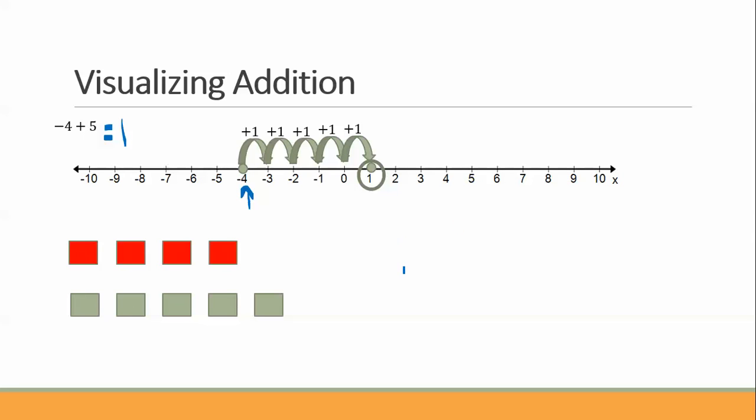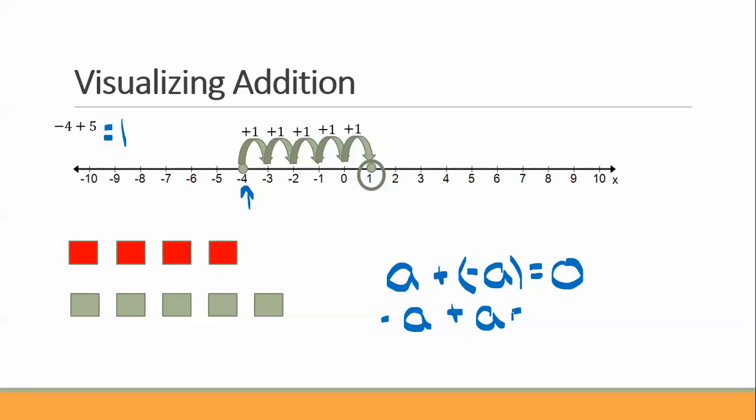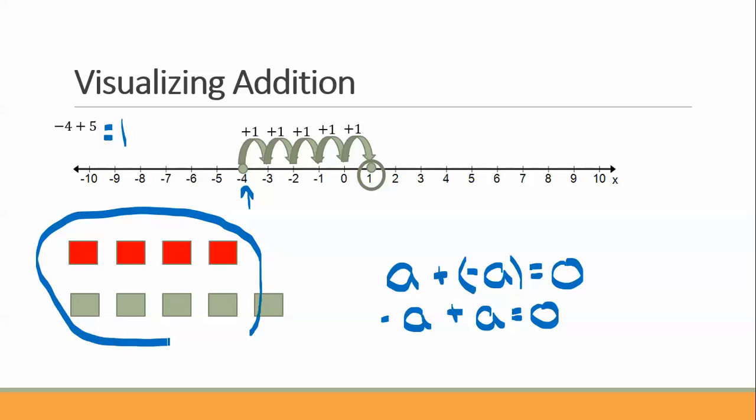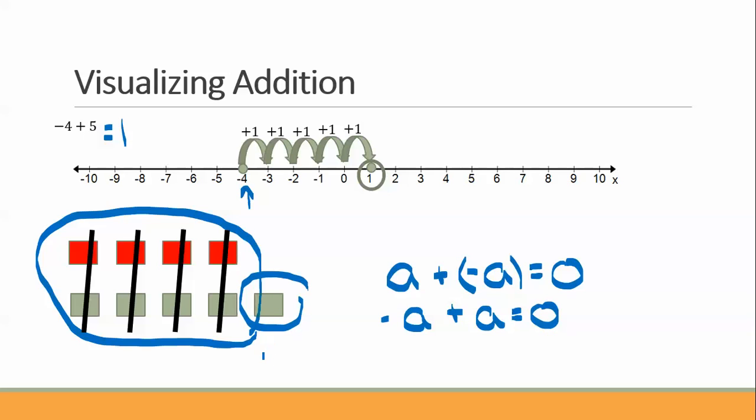Now remember, in section 1.6 we had the property A plus a negative A equals 0, or negative A plus A equals 0. That was our additive inverse property. So here we have 4 negative boxes and we have 4 positive boxes. We can add those together and get 0, and we'll have 1 positive box left over. So that again equals 1 rectangle.